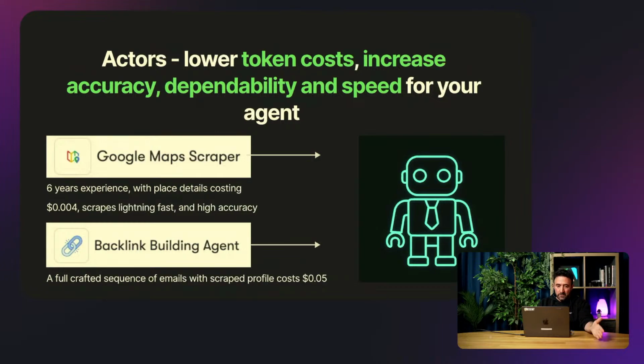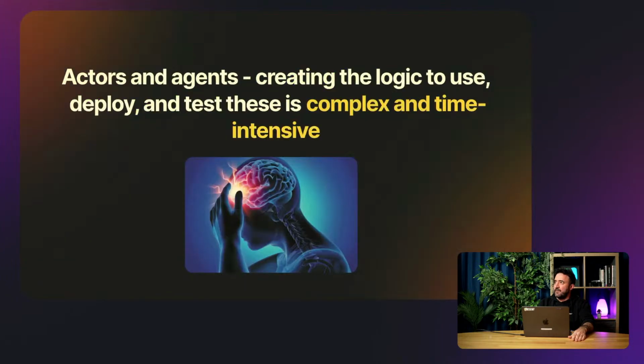A lot of it has to do with the fact that there's 6 years of experience in scraping Google Maps, for example. Or we have, for example, a backlink building agent. And you can craft a full sequence of emails with scraped profiles for around 5 cents. So if you were to do this yourself, it would probably be more expensive. And these kinds of agents that we're rolling out at Apify are tested, and in a way, the token costs will be less than if you were trying to resolve it through the AI alone.